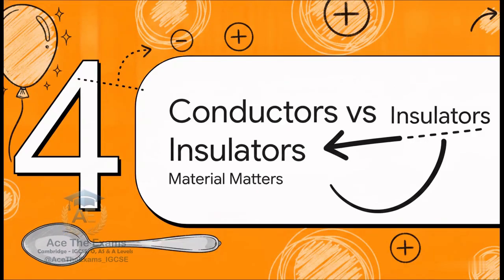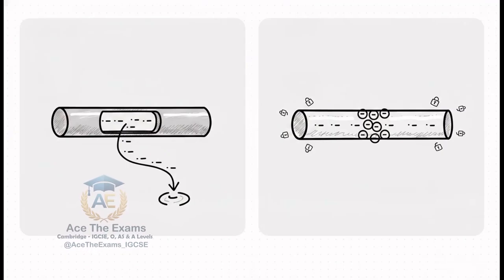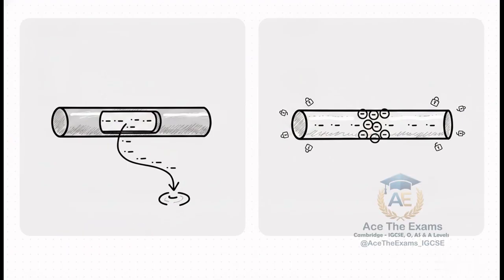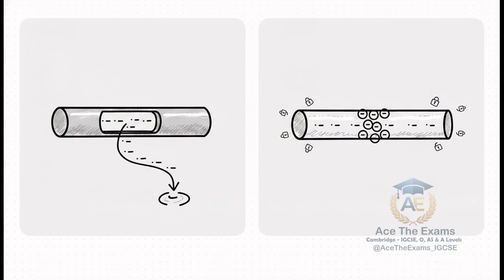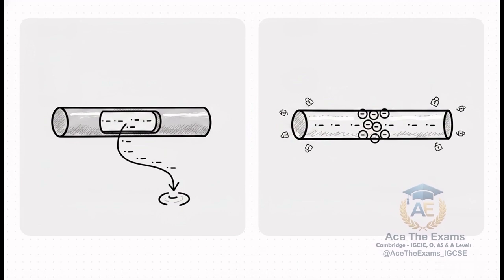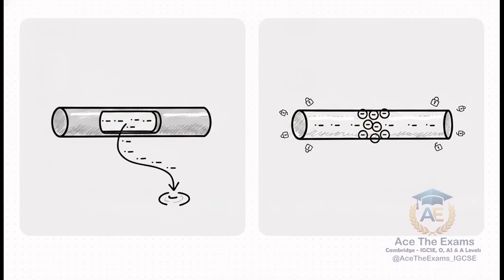Let's shift gears to section 4, conductors versus insulators. Material matters. Why do some things shock you and others don't? The difference lies entirely in their atomic structure. Let's compare them. Conductors, primarily metals like gold and copper, have what we in physics call free electrons.